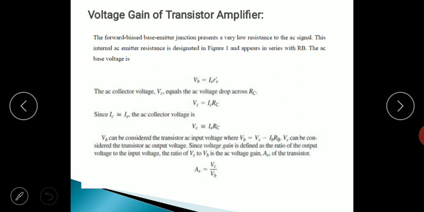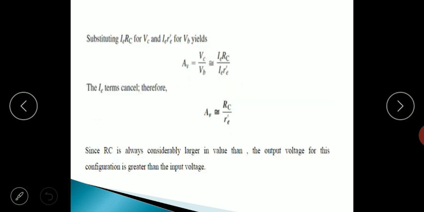What is the output voltage here? The collector voltage VC. What is the input voltage here? The base voltage VB. What is VC? IC into RC. What is VB? IE into RE dash. Right? But IC is almost equal to IE. So using this we can get the expression for voltage gain of the transistor, that is AV equal to VC by VB, and I can write that as IC into RC by IE into RE dash, and since IC is almost equal to IE, we can cancel them, and we can write the voltage gain for the BJT amplifier, common emitter amplifier, is given by RC by RE dash.